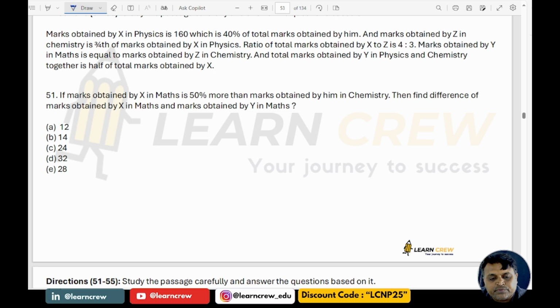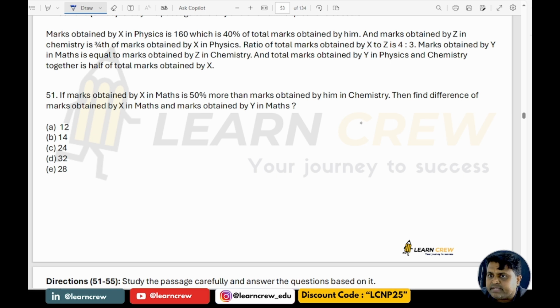Question number 51 to 55. Please see here, marks obtained by X. Marks obtained by X in physics is 160, which is 40% of total marks obtained by him. And marks obtained by Z in chemistry is 3/4 of the marks obtained by X in physics. Ratio of total marks obtained by X and Z is 4:3.